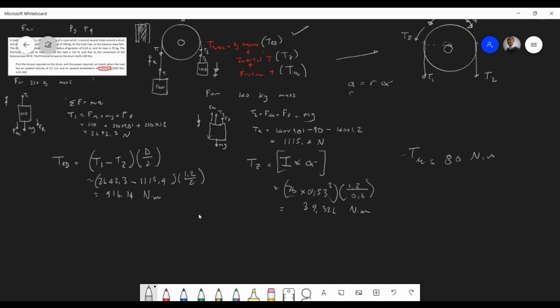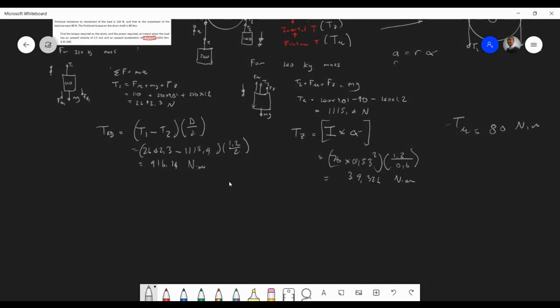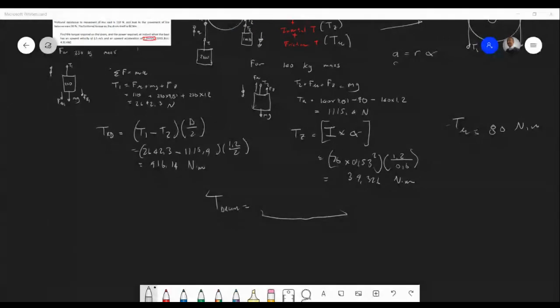So what did I tell you? The total torque on the drum. And now that's the question, right? So we don't know the total torque on the drum. Can someone give the total torque on the drum quickly? Quick.